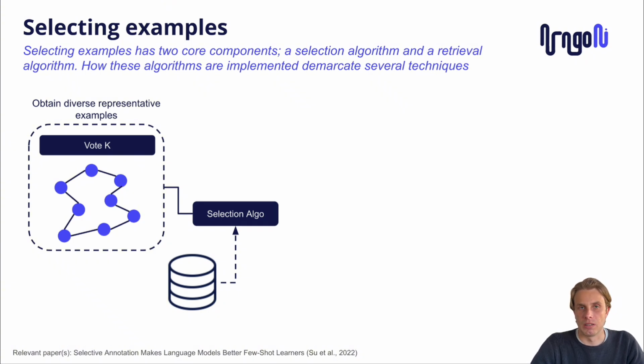There are a few more steps here in the vote-k algorithm, but that's sort of the core component to understand. You have to come up with some way to effectively choose a set of candidates from your unlabeled data set that you should then label.